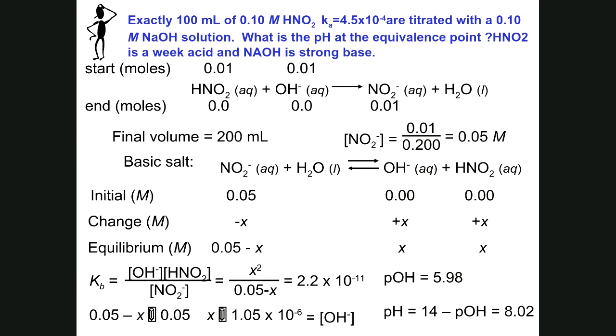So we have 100 milliliters of HNO2, which is a weak acid. We have the Ka. We know this is a weak acid, so we have the Ka value, because for a strong acid, we don't have a Ka value. The dissociation is 100%. And we have 0.1 molar sodium hydroxide, so it is a weak acid, a strong base.